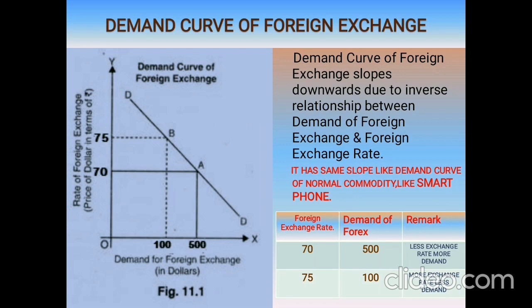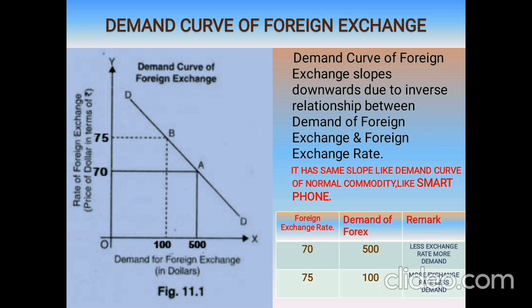If the rate is increased by 5 rupees, it goes to rupees 75. The demand of foreign exchange will decrease from 500 to 100. This shows the inverse relationship between foreign exchange rate and the demand of foreign exchange. It has the same slope as the demand curve of a normal commodity like a smartphone. So this easily connects to your concept of the law of demand. It means an inverse relationship between the forex rate, foreign exchange rate, and demand.